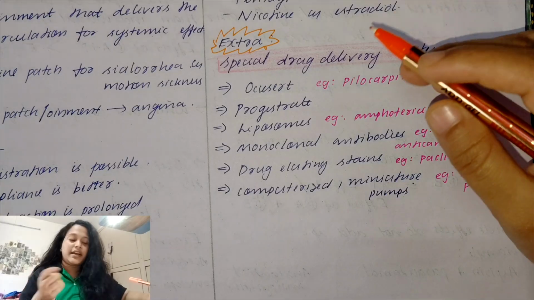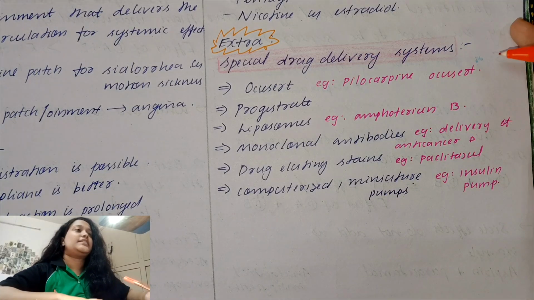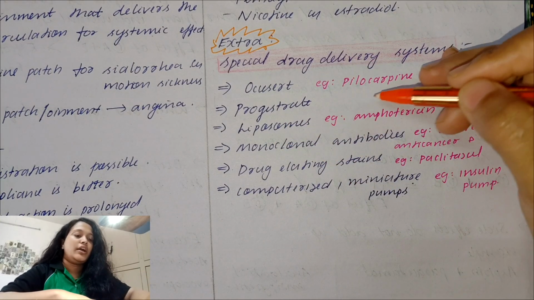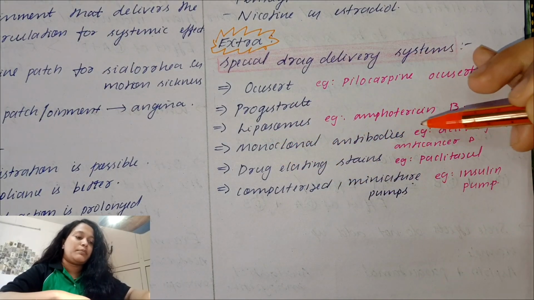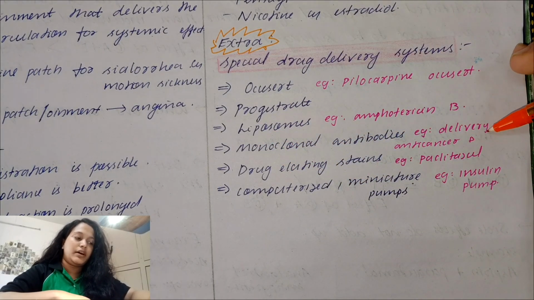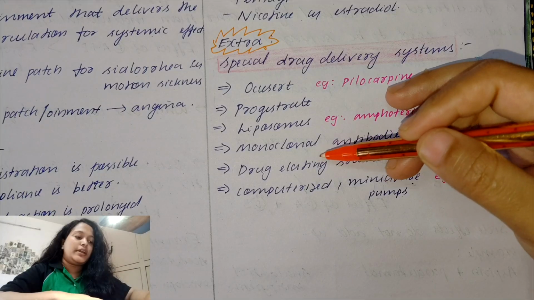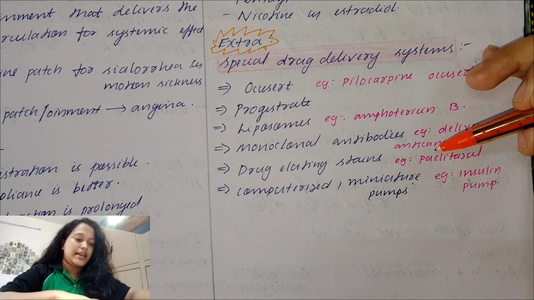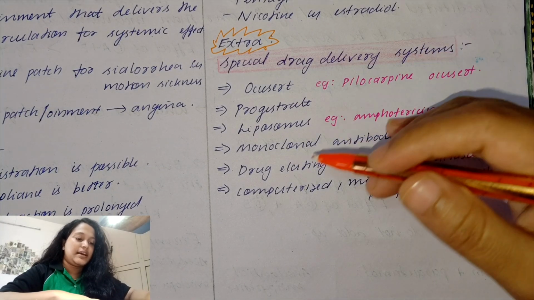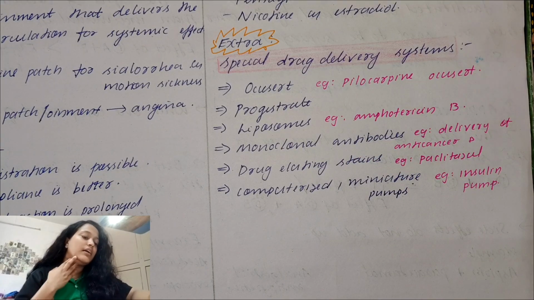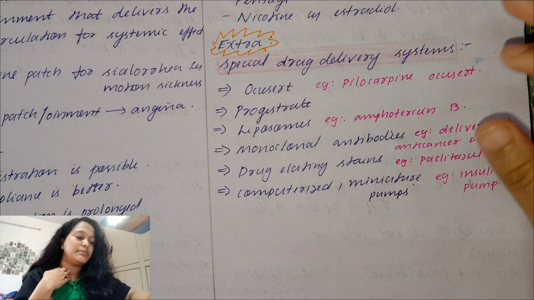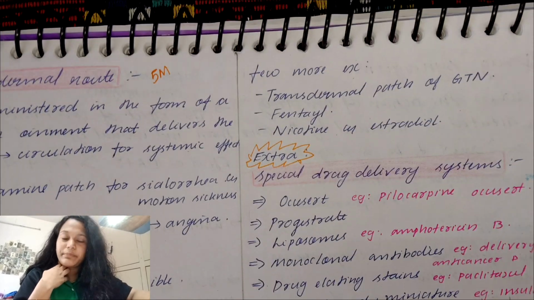And for that extra edge, what are the special drug delivery systems? Ocusert, for example pilocarpine ocusert; liposomes, for example amphotericin B; monoclonal antibodies, for example delivery of anti-cancer drugs; statins, for example paclitaxel; and computerized miniature pumps, for example insulin pump.